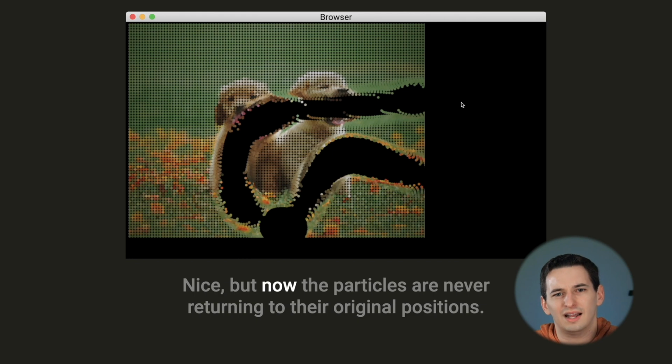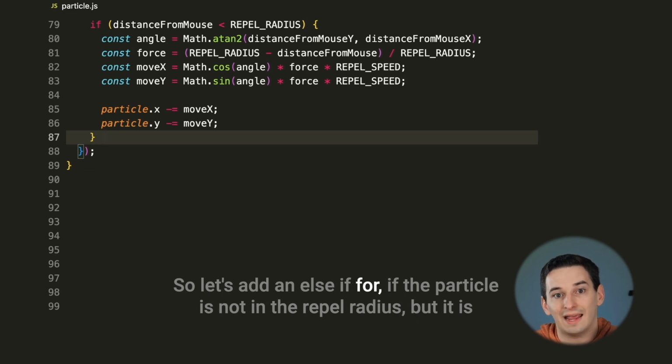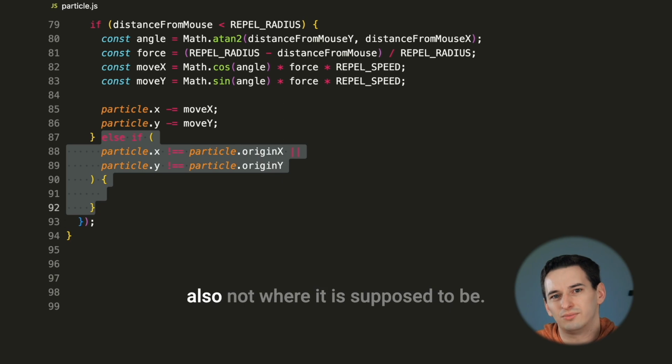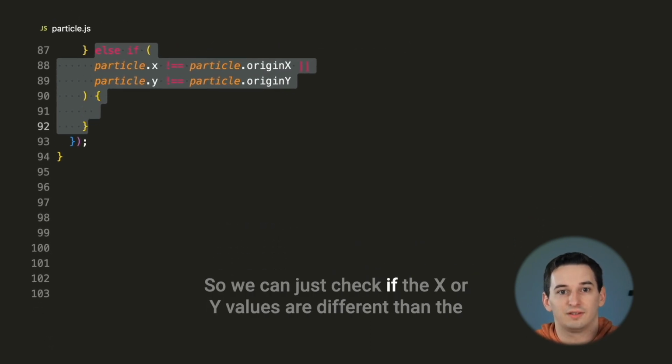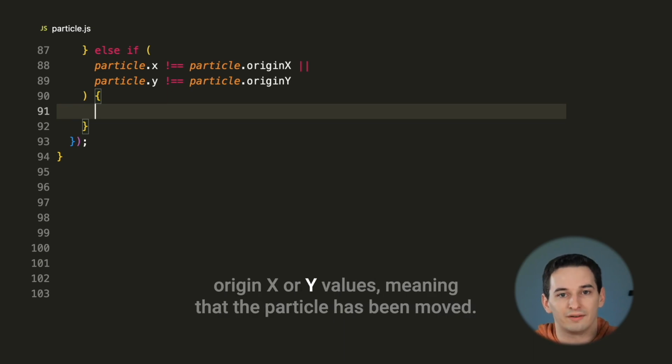Nice. But now the particles are never returning to their original positions. So let's add an else if for if the particle is not in the repel radius, but it is also not where it is supposed to be. So we can just check if the x or y values are different than the origin x or y values, meaning that the particle has been moved.